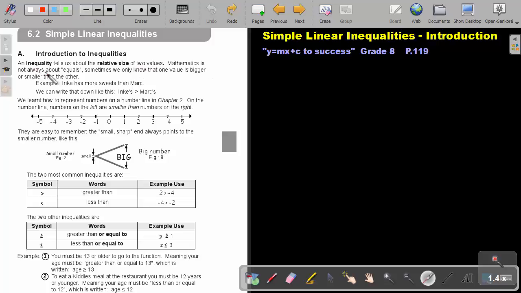Mathematics is not always about equal. Sometimes we only know that one value is bigger or smaller than the other. For example, Inka has more sweets than Mark. We can write that down like this. Inka more, can you see the mouth is looking towards Inka, has more sweets than Mark.